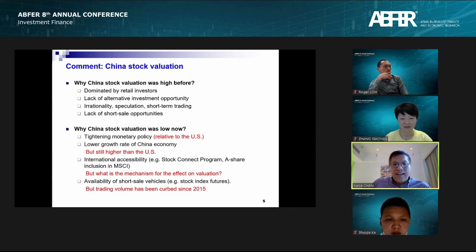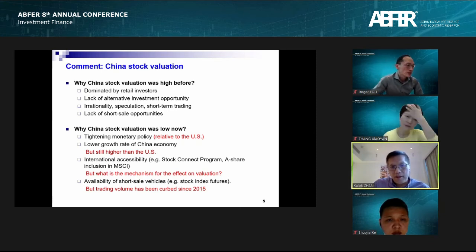But exactly, we don't really know how this international accessibility, opening up the China market, will affect the valuation, especially in the way that we really observe. And that is really something I think we'll talk about again. And finally, there's also the availability of short-sell vehicles.